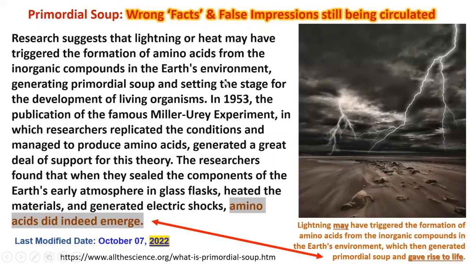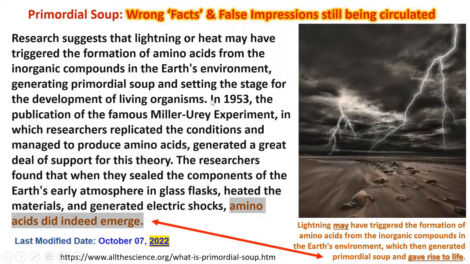So we see a little bit of wrong facts, or impressions created, okay? And this is from an article as recent as October 7th, 2022, this year only, just last month. And this article says research suggests that lightning or heat may have triggered the formation of amino acids from the inorganic compounds in the Earth's environment, generating primordial soup, setting the stage for the development of living organisms. You see, so this is how they say that it's still happening, that people are saying that all these life forms are created at that time. And it says research suggests, right? But from the word suggest, it will move on to actually happen.